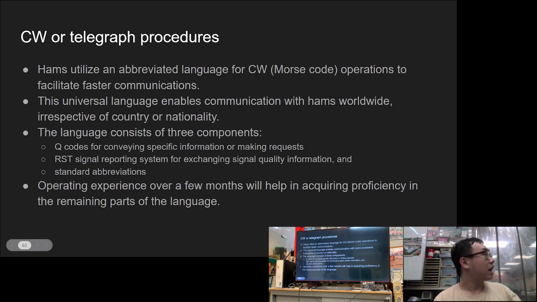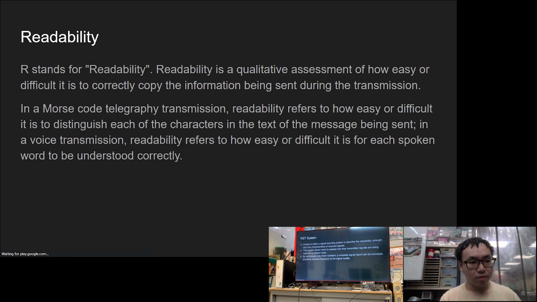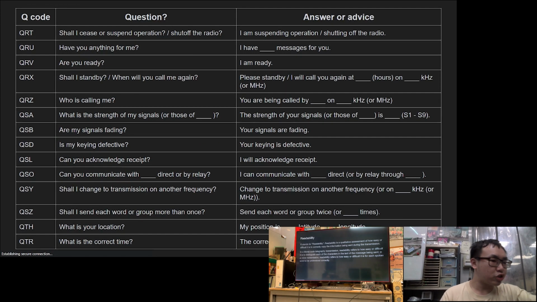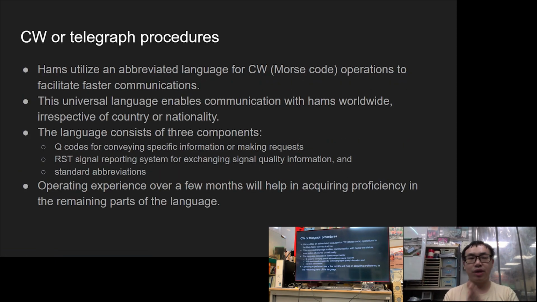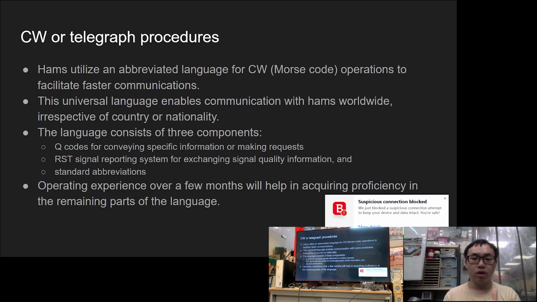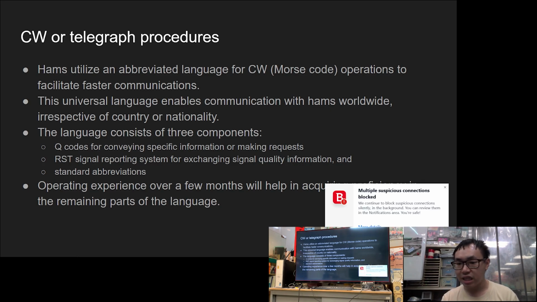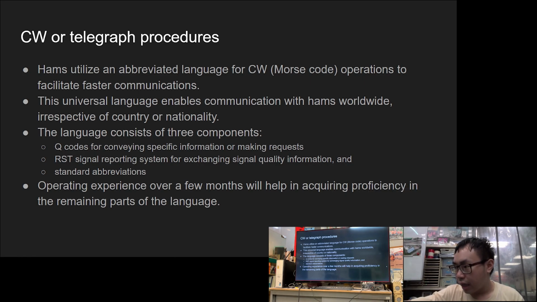Okay. Q codes, RST and standard abbreviations. In our conversation just now, you can hear them use 73 and 88. 73 is best regards, a common abbreviation in the ham society. I will mention it next time. And the RST signal report is to report on someone: is your signal good? Can I hear your signal? Is your signal readable? How is the tone of your key? The tone of the key is especially for CW.